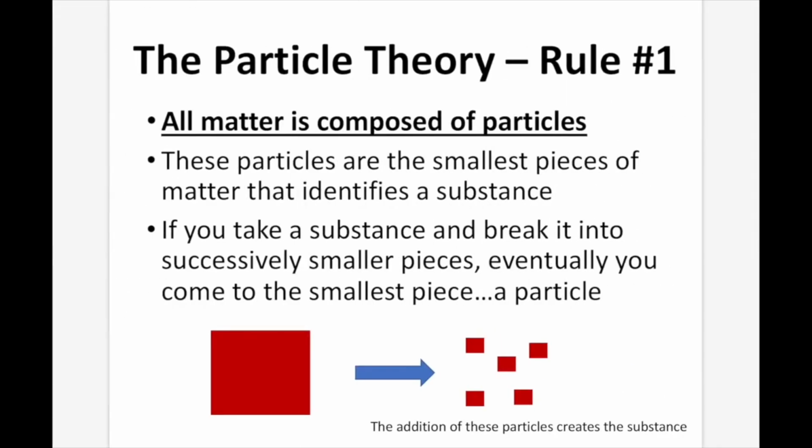Rule number 1, all matter is composed of particles. These particles are the smallest pieces of matter that identify a substance. If you take a substance and break it into successively smaller pieces, eventually you will come to the smallest piece, a particle. So in our example here, we have this large red square, and if you break it into really, really small pieces, eventually you'll come up with its component parts. These are going to be the particles that make up the substance.